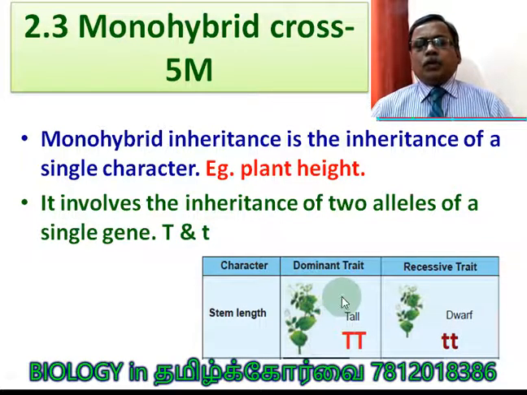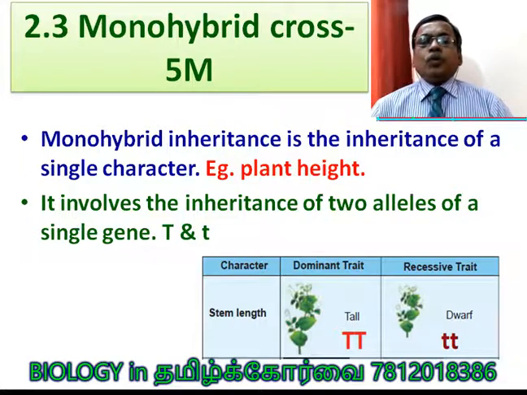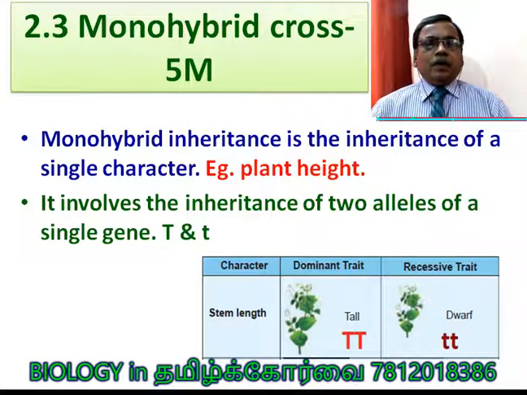It involves the inheritance of two alleles. For each variation, there will be one allele. Capital T is the allele of the gene responsible for the plant height, and another allele, small t, is responsible for the dwarf nature of the stem length. So please keep it in your mind. In video 1 itself, I told you an allele is the alternative form of the same gene. Here, what is the gene? The gene responsible to produce stem length. It is present in two alternative forms, one is capital T and another one is small t. So these are the two alleles of the stem length gene.